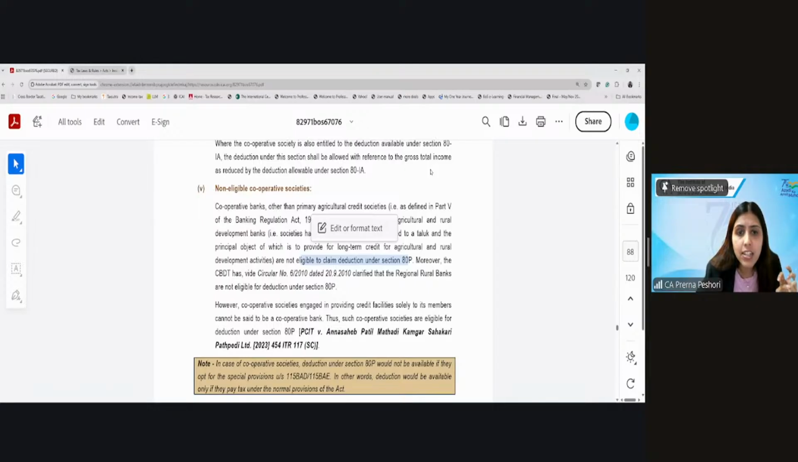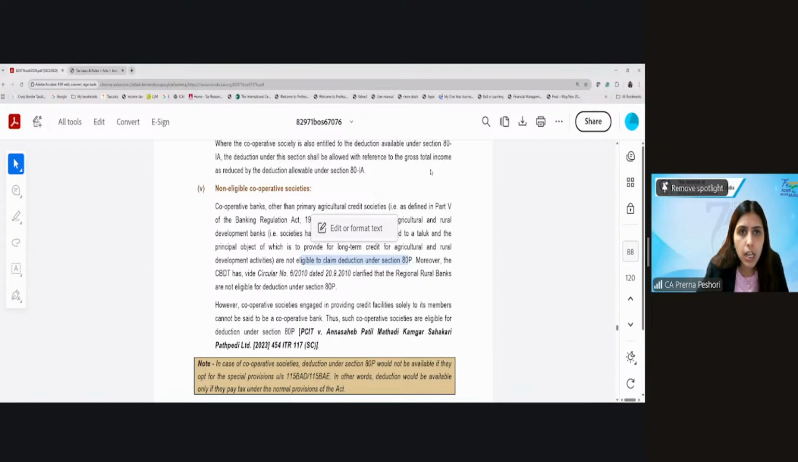They are saying that cooperative banks other than primary agricultural credit societies are not eligible, meaning the primary agricultural credit societies are eligible. Primary cooperative agriculture and rural development banks are eligible. Fine? Okay, fine.